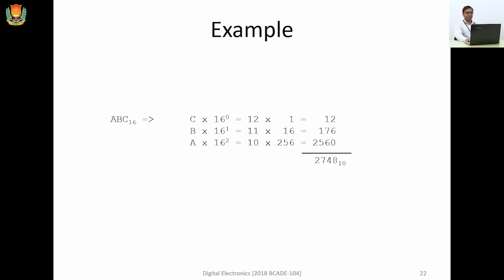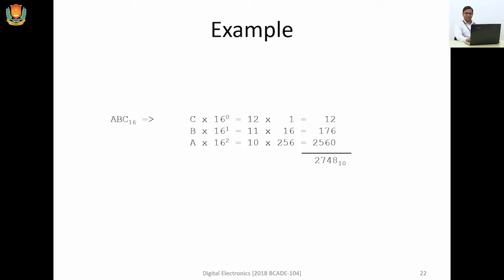Let's solve the example. ABC in hexadecimal is a valid number. If I am writing A, B, K, K is not a symbol in hexadecimal, so that's why it is invalid in the hexadecimal number system. Hexadecimal number system contains only 0 to 9 and A to F. Suppose ABC is in hexadecimal, then convert into decimal, or what is the equivalent of this in decimal.